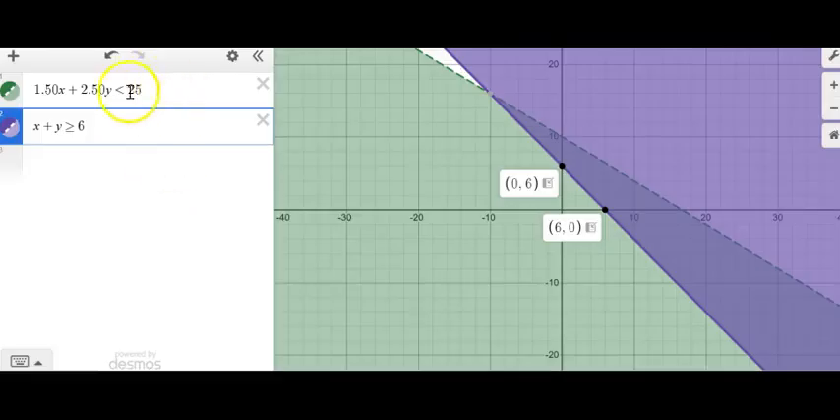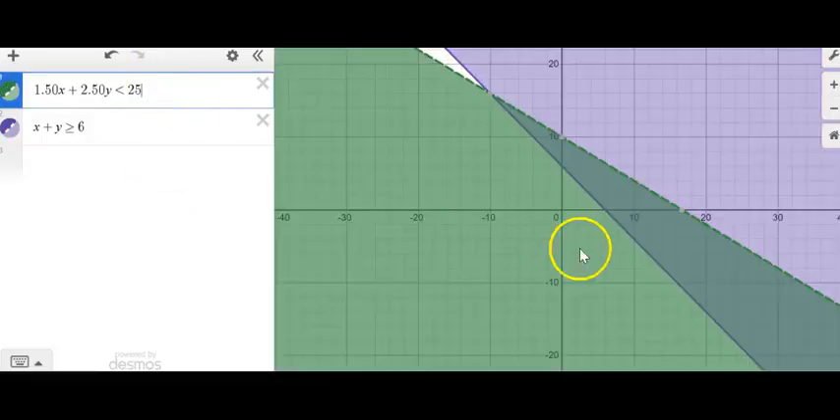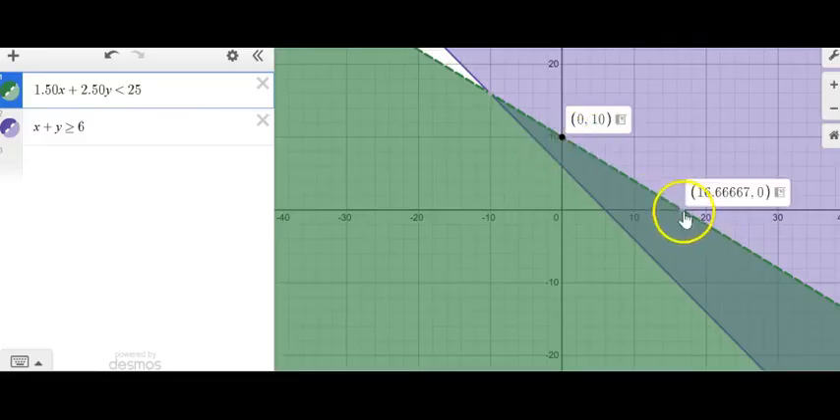And all I'm going to do is click over here on my first equation. And then it changes and gives me those dots. So I have one at 0, 10, and then 16.667. So we can kind of estimate there as best we can. So let's see how we can fit this on our graph.